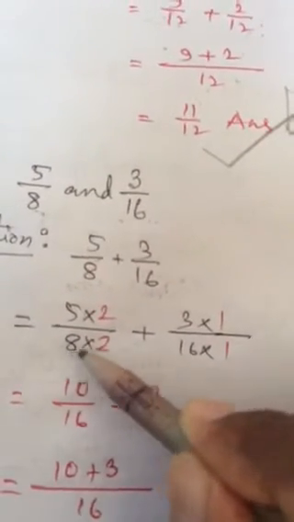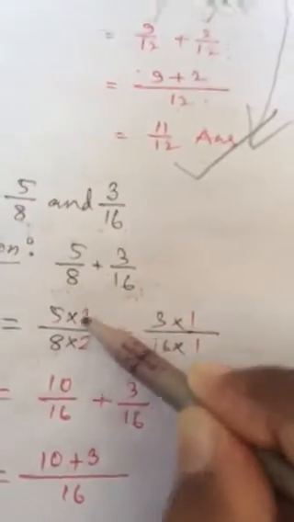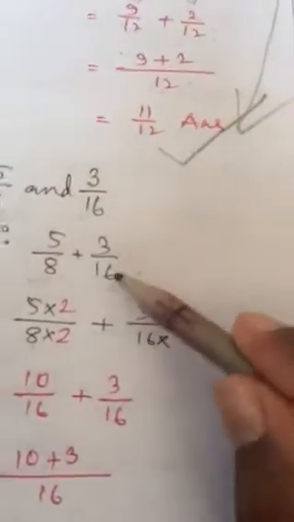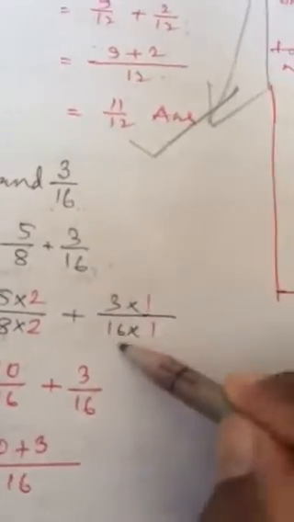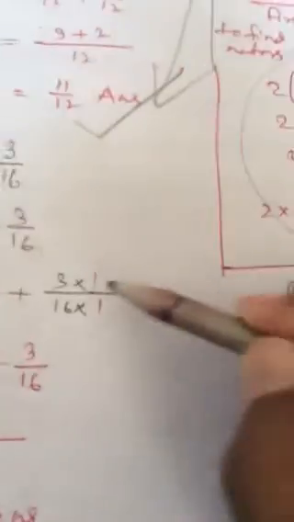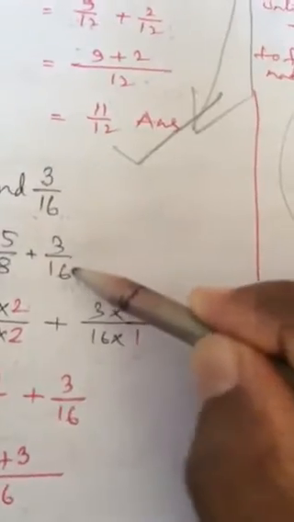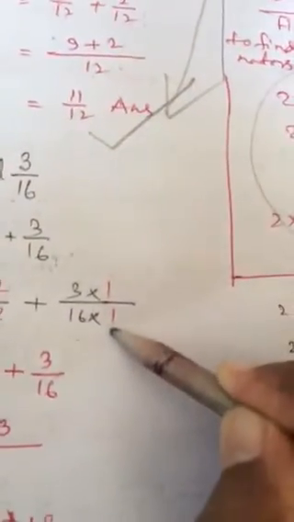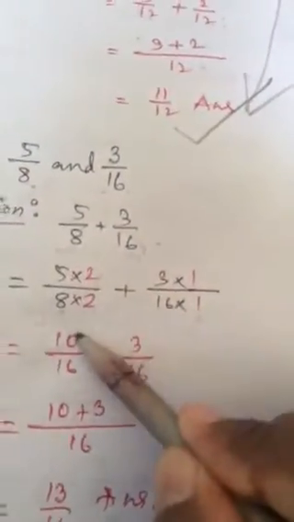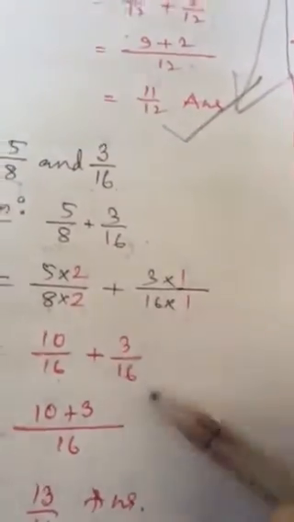To convert 8 into 16, we need to multiply 8 by 2. If you multiply 8 by 2, then 5 also should be multiplied by 2, which gives 16 in the denominator. Even if you do not multiply by 1, nothing will happen; you can keep 3 by 16 as it is. But as I have multiplied here, I have multiplied here also by 1, because we have to make the denominator 16. So 5 2s are 10, 8 2s are 16. 3 1s are 3, 16 1s are 16.